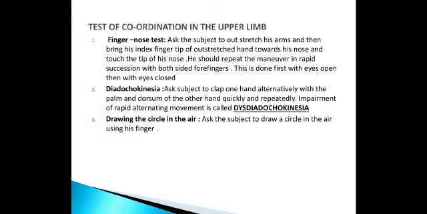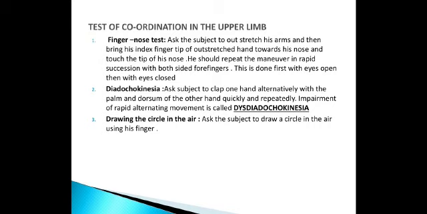Diadochokinesia: the subject is asked to alternately pronate and supinate his forearm rapidly, striking his knees with the palm and dorsum of his hand alternately. Here what do we do? Ask the subject to clap one hand alternately with the palm and dorsum of the other hand quickly and repeatedly. That is, you alternately supinate and pronate on your thigh. Impairment of rapid alternating movement is called dysdiadochokinesia.